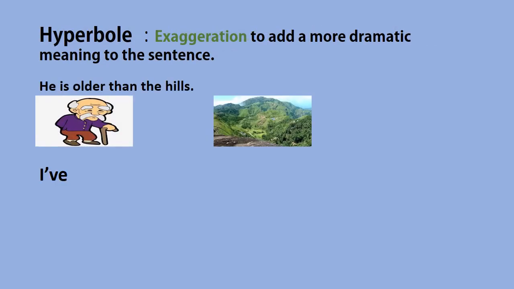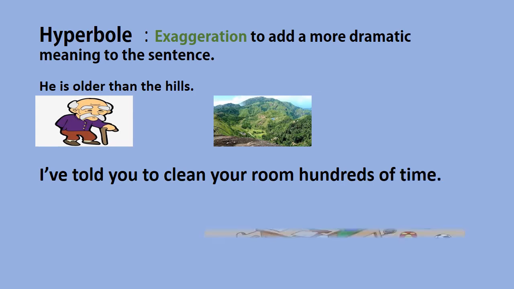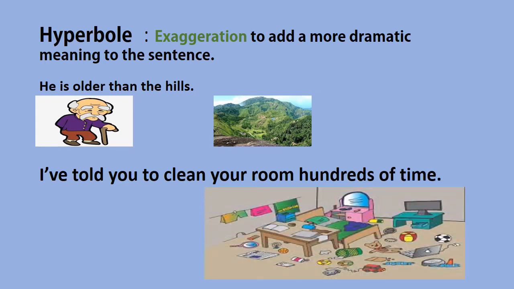The next example is, I have told you to clean your room hundreds of times. Correct? No? Your mother also must be telling you so many times, but it's never hundreds of times. It is overstatement or exaggeration to make it more dramatic.